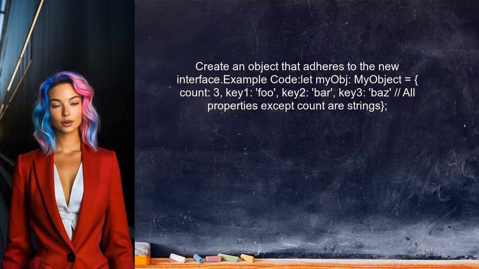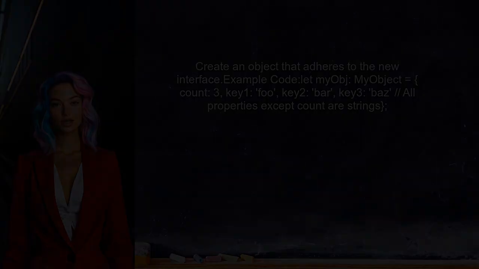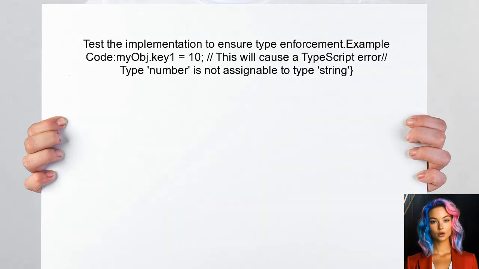Now the user can create an object that adheres to this interface. This ensures that the count property is a number and all other properties are strings. Finally, the user should test the implementation to ensure that TypeScript correctly enforces the types. They can do this by trying to assign a non-string value to an extra property.